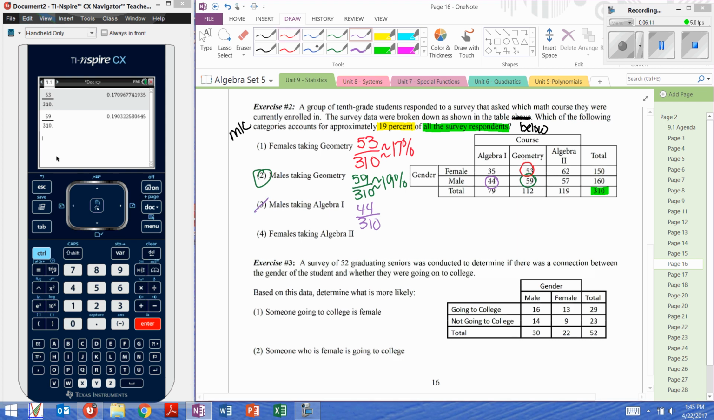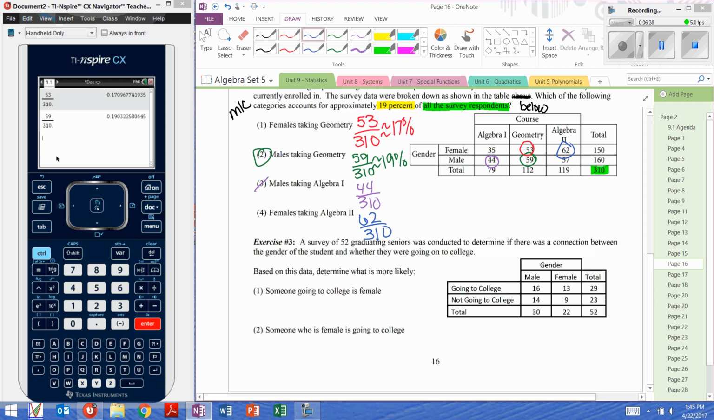And then females taking, what color haven't I used? Blue. Females taking algebra 2. Oh, I wanted to switch that to blue. So females taking algebra 2, that's 62, which is actually slightly higher than the 59. So yep, we were right. Number 2 looks like it's our winner.